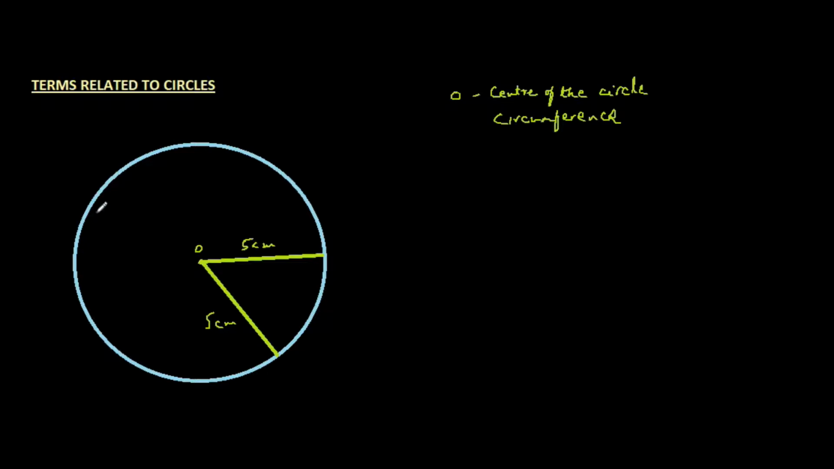One is the interior of the circle, so all things which lie inside the circle. For example, the point P here lies inside the circle, so that lies in the interior of the circle. If we look at a point here, which is point Q, that is in the exterior of a circle. And if we look for a point here, which is R, that is on the circle.